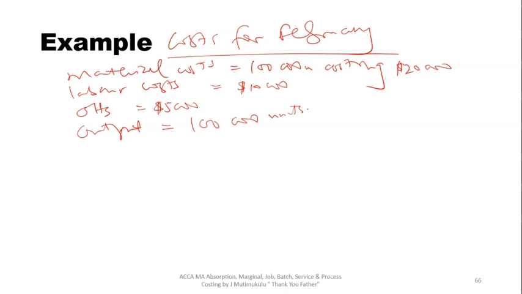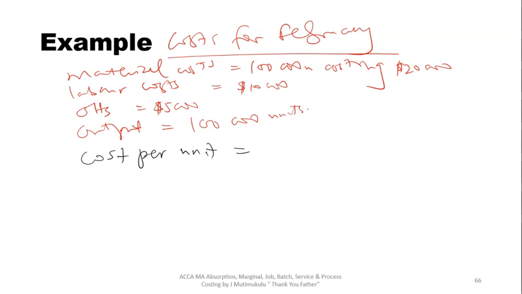Now, what is the cost per unit in this case? All right, the cost per unit should be given as follows. Cost per unit must be the total cost which we have incurred so far.